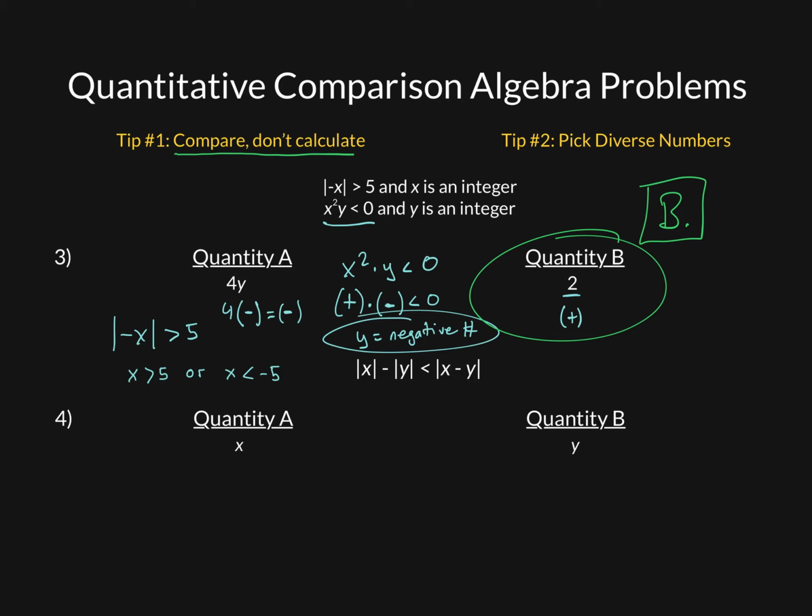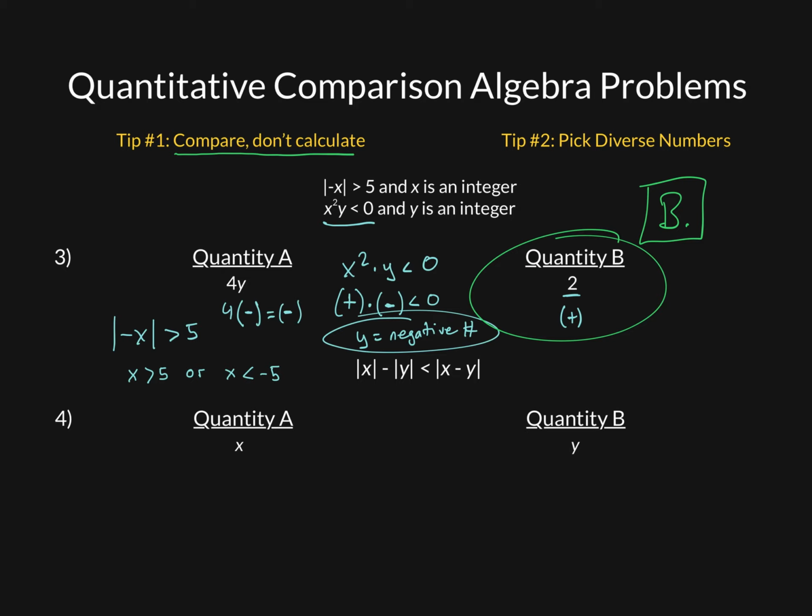Now, next, let's go ahead and take a look at number 4. We've got quantity A and quantity B, simply comparing x for quantity A, y for quantity B. And our expression here is the absolute value of x minus the absolute value of y is less than the absolute value of x minus y.